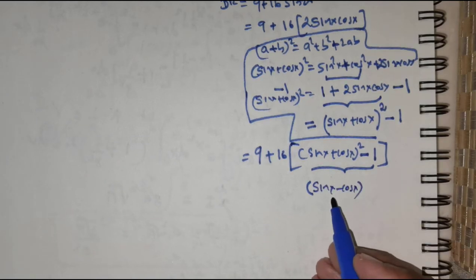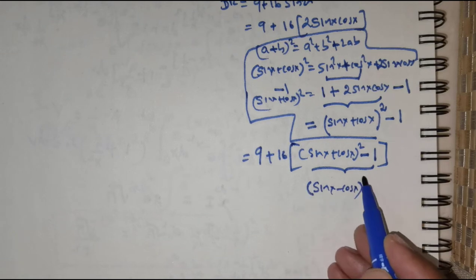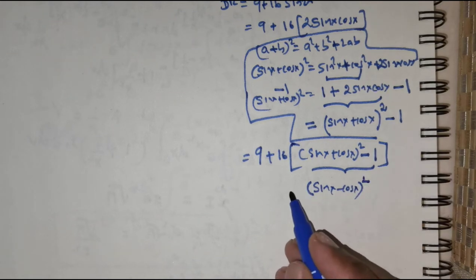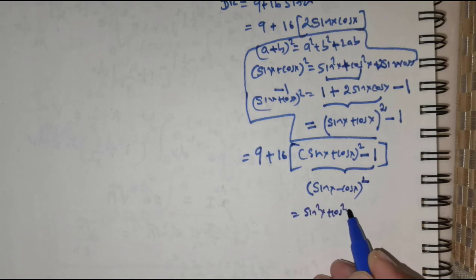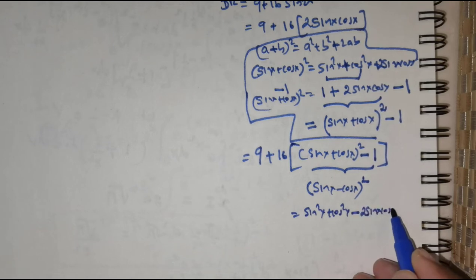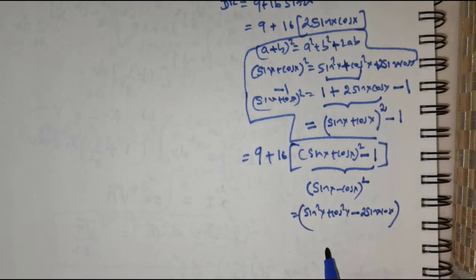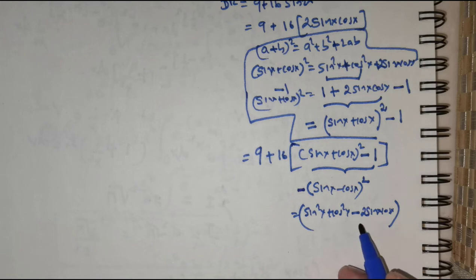Right? Now if I were to place sin x negative cos x and raise it to the power of 2, I would have here sin squared x positive cos squared x, but I would have a negative 2 times sin x cos x. Right? So to counter this negative sign, I will have to place a negative sign over here. So that would mean I can clearly have a positive 2 times sin x cos x.